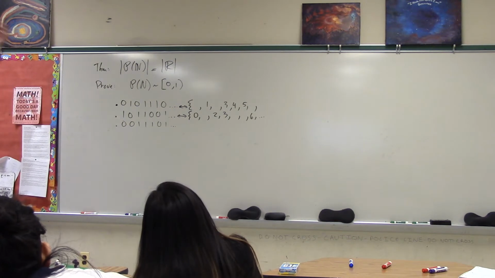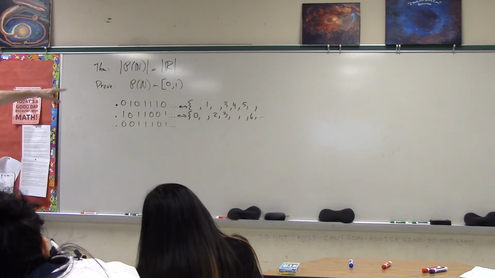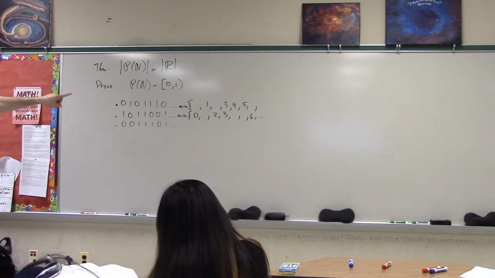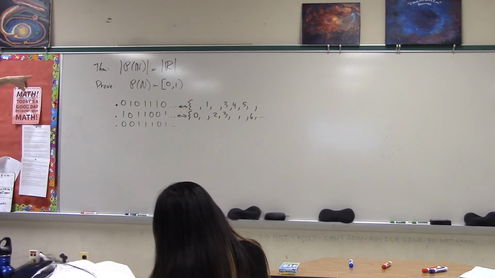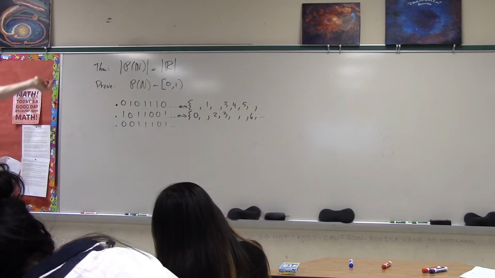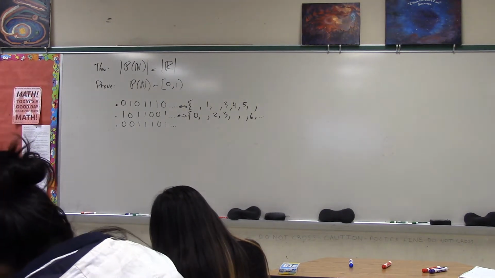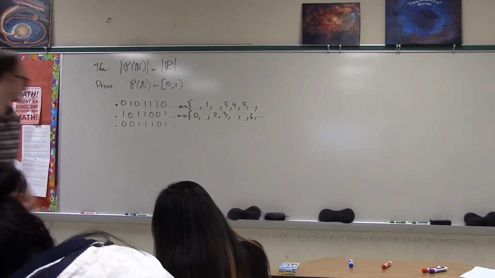To each subset of naturals, I have associated a unique real number between 0 and 1, and to each real number between 0 and 1, I have associated a subset of the naturals. All right, cool? That was pretty easy.